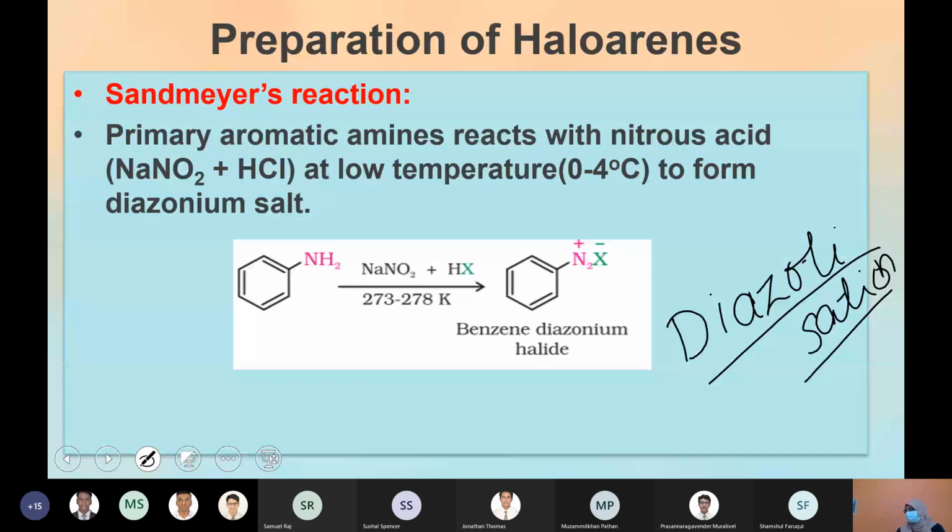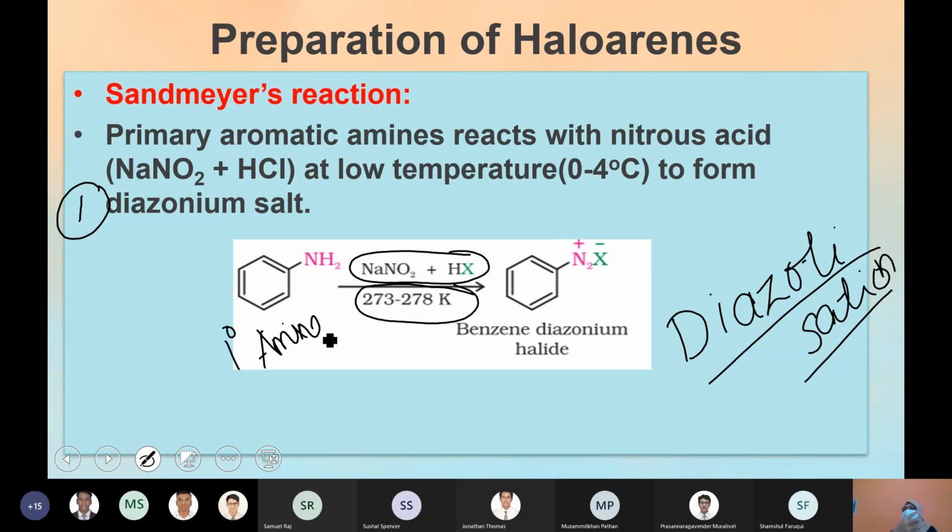So Sandmeyer's reaction, as I said, is a two-step reaction. The first step is preparation of the diazonium salt, or you can say the diazotization, where you prepare a diazonium compound by treatment with nitrous acid. So here the reagent is important, the temperature is important, and you need a primary amine here. Any aromatic amine which is primary; you can't take a branched one.